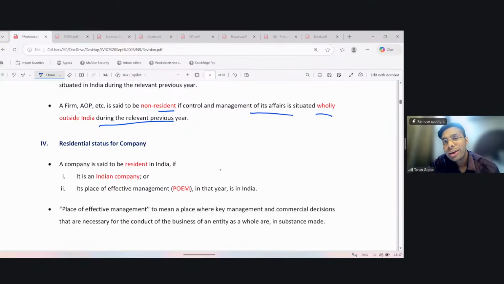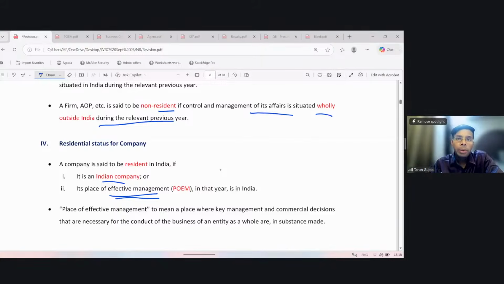A corporate entity is said to be resident if it's an Indian company, meaning it's incorporated under the Indian Companies Act 1956 or Companies Act 2013. An Indian company is always a resident company, resident in India, right? Or in any other case, if its place of effective management, POEM, is in India in that year, then also it shall qualify as resident in India. So firstly, if it's an Indian company, then we are not required to see where the POEM is situated. It shall always be resident in India.